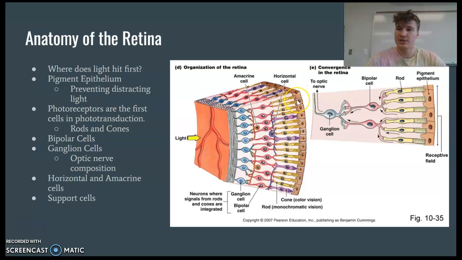But before I talk about that process and what cells go to what cells, I first want to note the peripheral side of the retina. We have the pigment epithelium, and this epithelium sits behind the photoreceptor cells, and it serves to absorb any light that the photoreceptor cells do not absorb. It prevents that light from reflecting off and bouncing throughout the eye and causing distraction. So it absorbs that light.